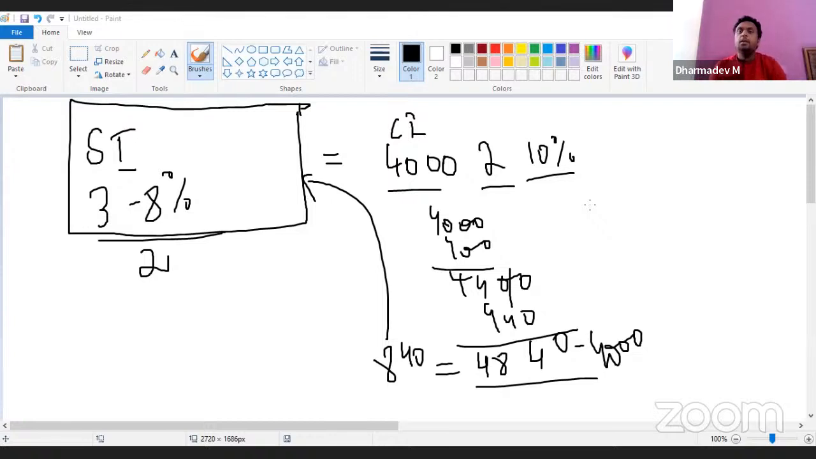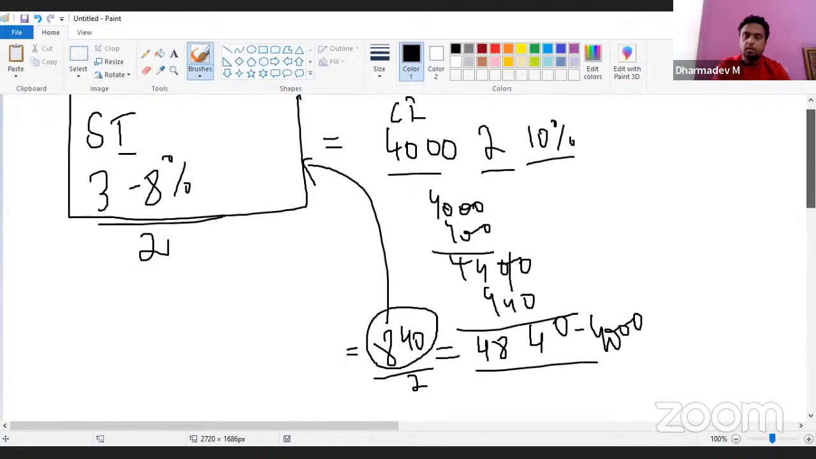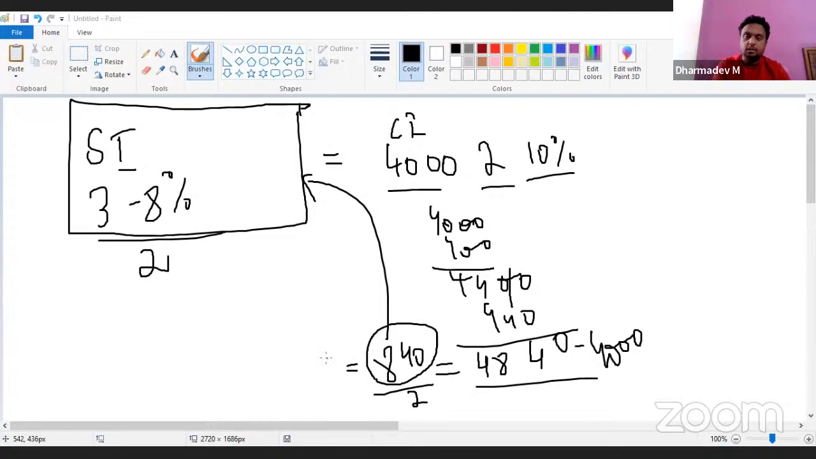So the simple interest on a certain sum for 3 years at 8% per annum is half the compound interest. The compound interest is 840, for 4,000 for 2 years at 10% per annum. So what is half of it? Yes. So with this, how to go on with the next step? We have come to the end.